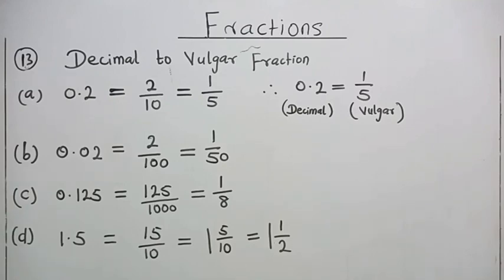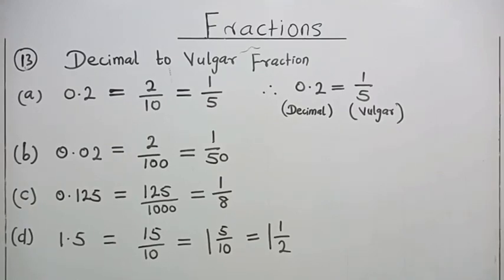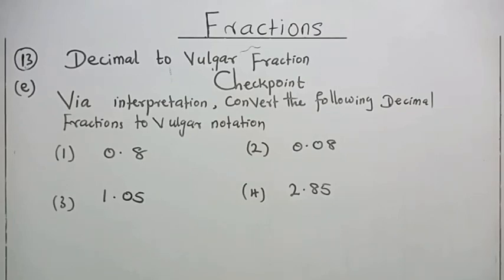Now, find out if you have been following what I've been saying from the start of this section. Watch out for an exercise. And here comes the checkpoint. It says, via interpretation, convert the following decimal fractions to vulgar notation. The first is 0.8, that's number 1. Then number 2, 0.08. Number 3 is 1.05. This is not actually a decimal fraction. It is a mixed number. Then number 4, 2.85.